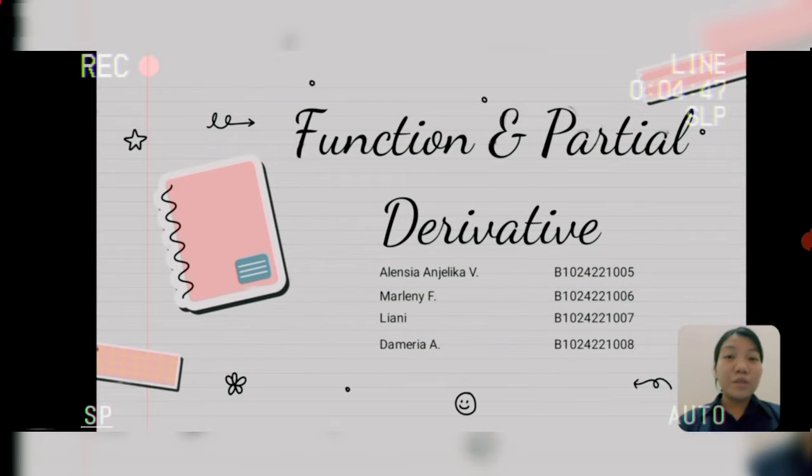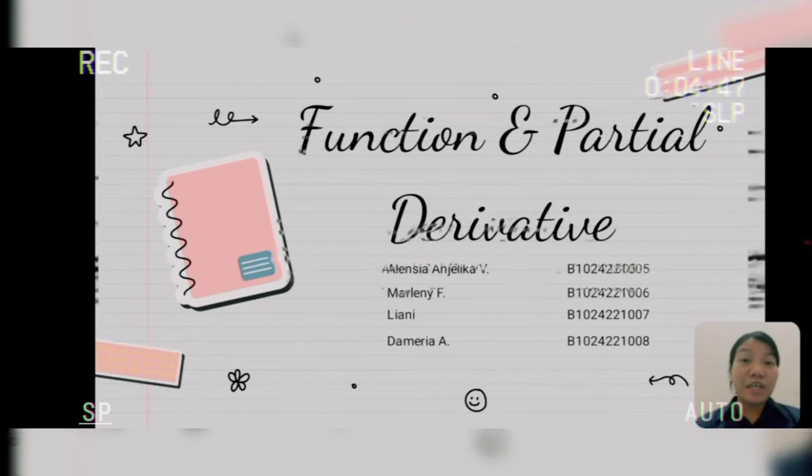In this group, we're going to present our function and partial derivative discussion.